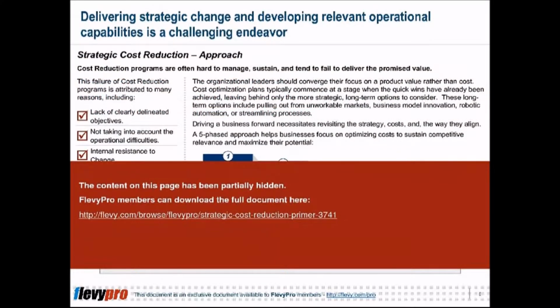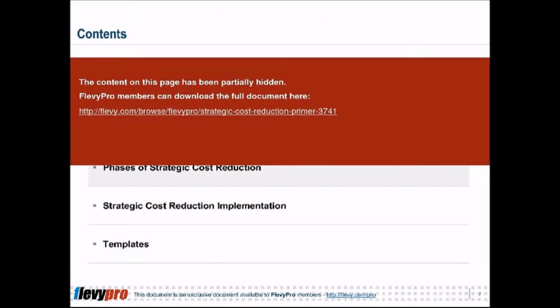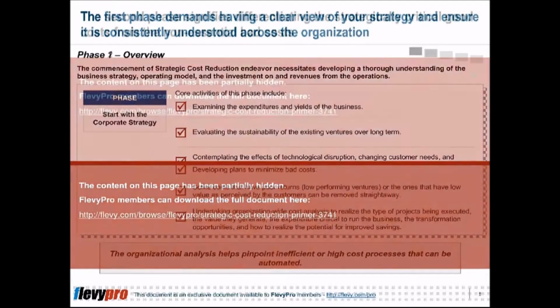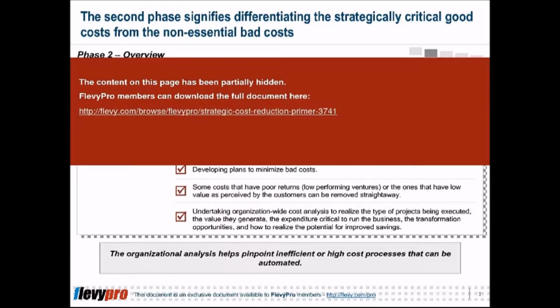These long-term options include pulling out from unworkable markets, business model innovation, robotic automation, or streamlining processes. These cost initiatives necessitate revisiting the strategy, costs, and the way they align. A robust 5-phased cost optimization framework helps businesses sustain competitive relevance and maximize their potential. These steps provide a more informed, systematic, and sustainable approach to strategic cost reduction.